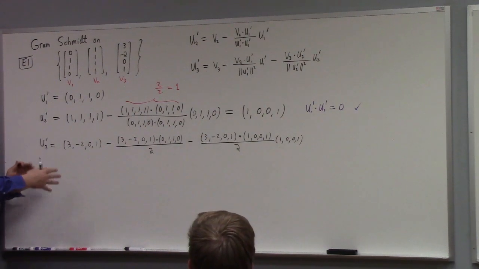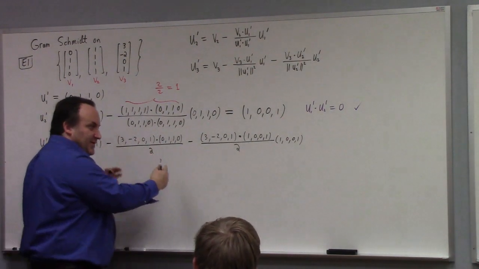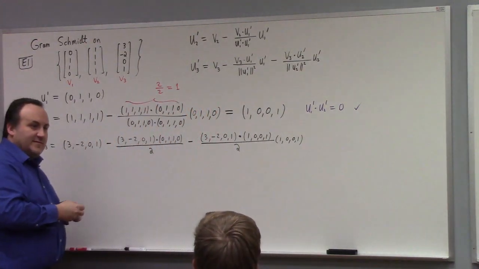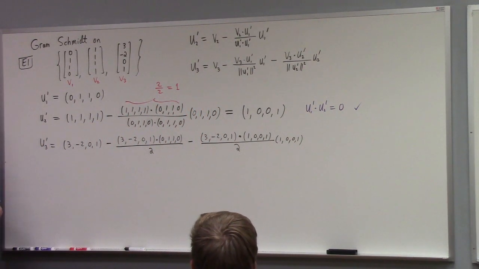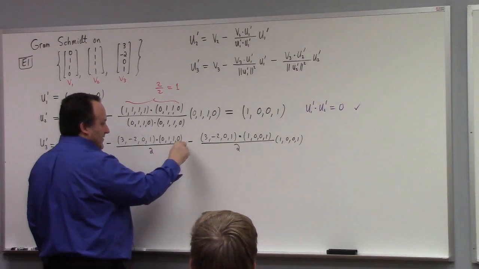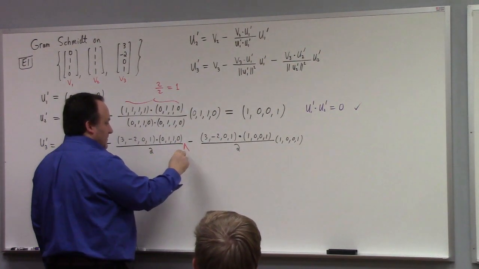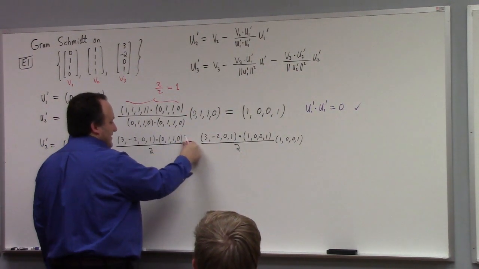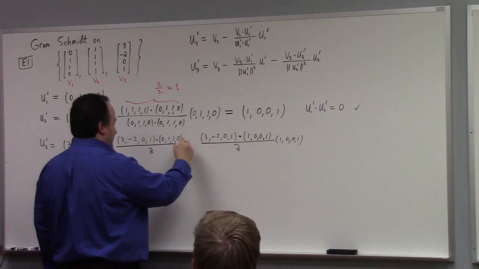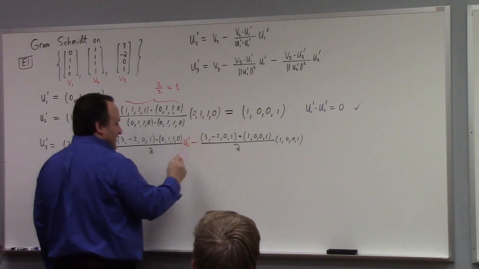I've got vector minus number minus vector. So no, I'm missing something in the middle term. What am I missing? Right here, I'm supposed to have a, oh yeah, you're right. Thank you. I do have a name for it, don't I? I can fit that in here, can't I? So U1 prime, thank you.